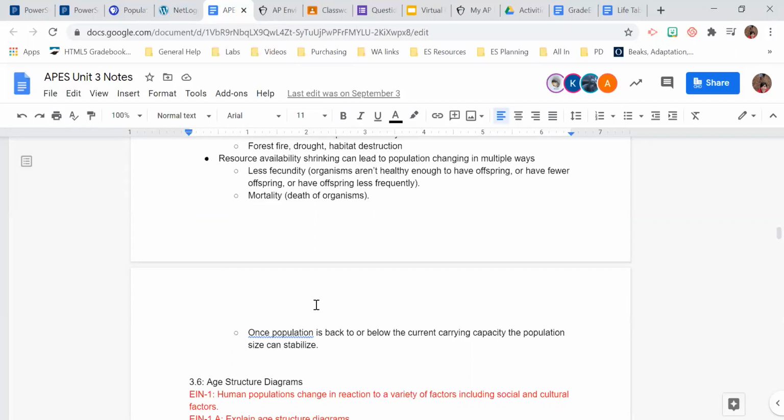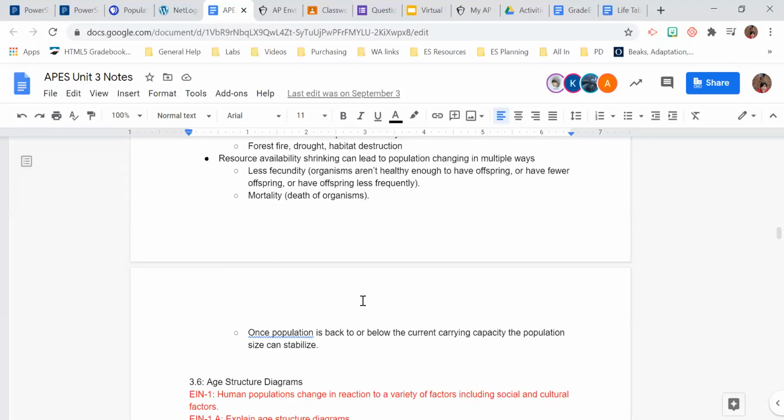If resource availability shrinks enough, you can get mortality. So of course that's death of organisms. Some of the animals can starve to death. This is what happens with deer in some areas. If you don't have a lot of hunting, we've killed off most of the natural predators of deer. So deer will either get hunted by humans or starve to death in most of the US. Once the population is back to or below the carrying capacity, then you can have some stabilization, and it will be kind of like a normal level again.